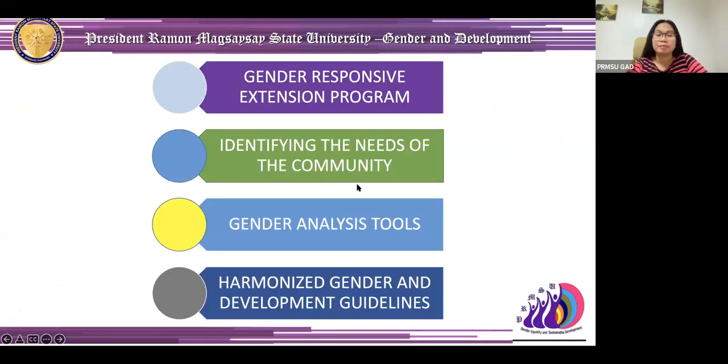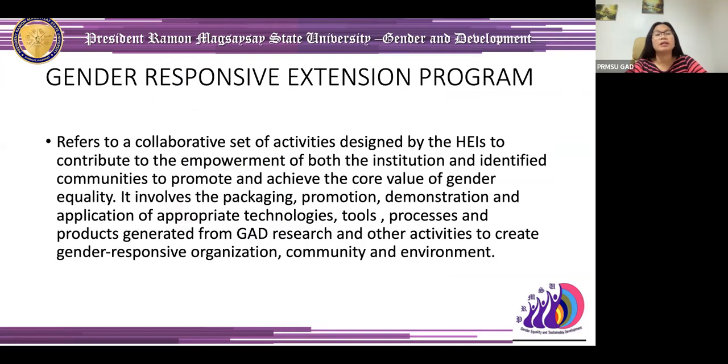This is the outline of the presentation. We have gender responsive extension program as described in CMO 1 series of 2015. And then identifying the needs of the community. We will also be talking about gender analysis tools, and of course, the harmonized gender and development guidelines. So what are gender responsive extension programs?